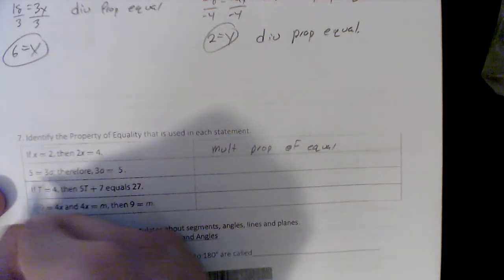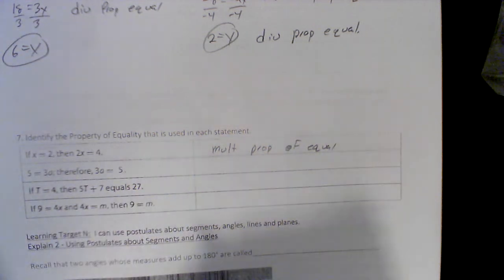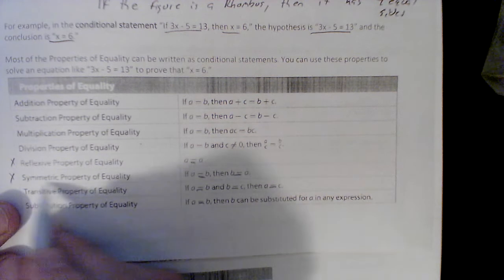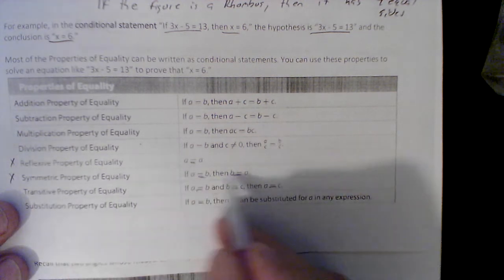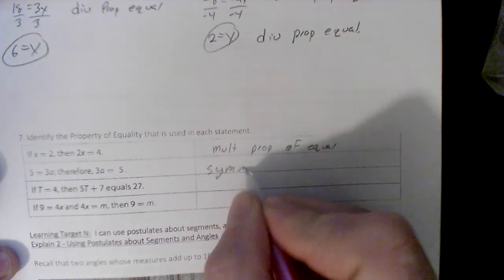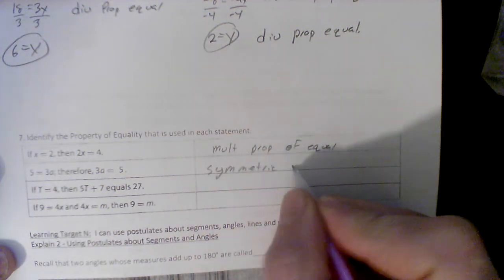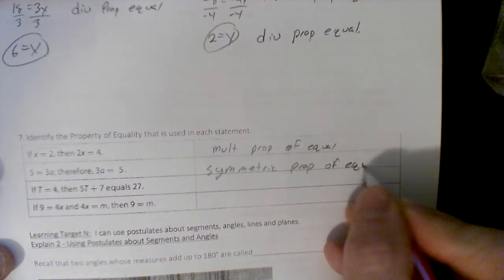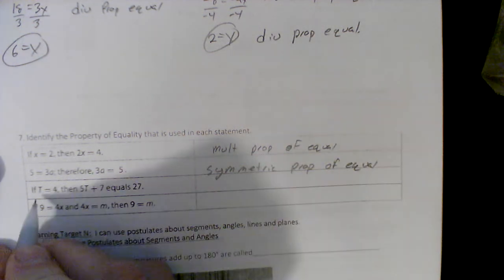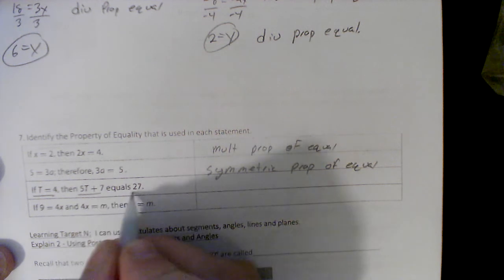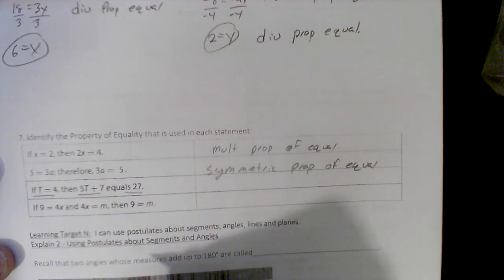If 5a equals 3, then 3 equals 5a. Well, that just says all I did was reverse them. So I look over here, and here it is. Symmetric property of equality says if a equals b, then b equals a. I reverse it. So that one's the symmetric property of equality.